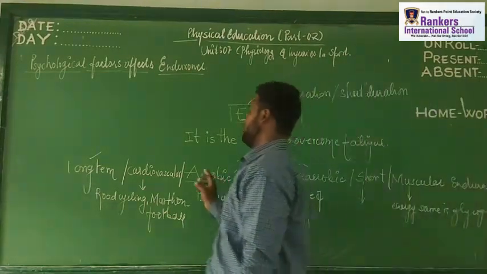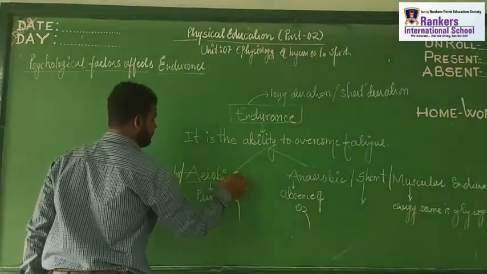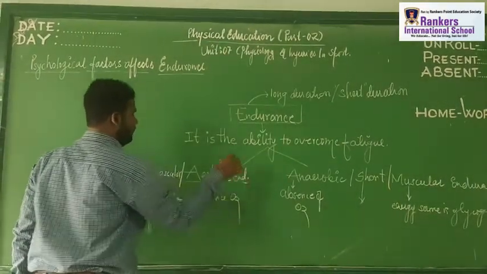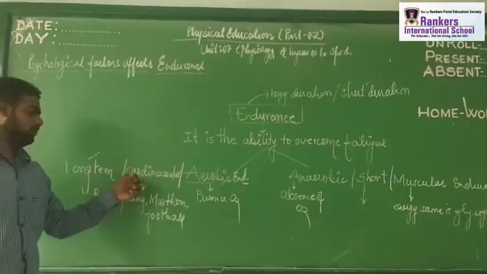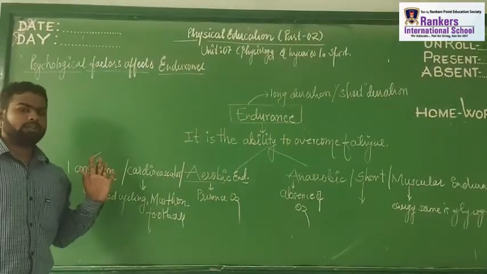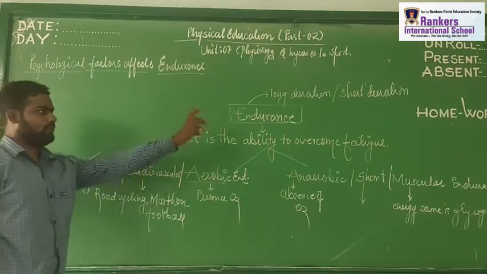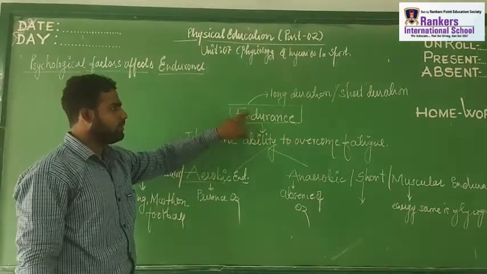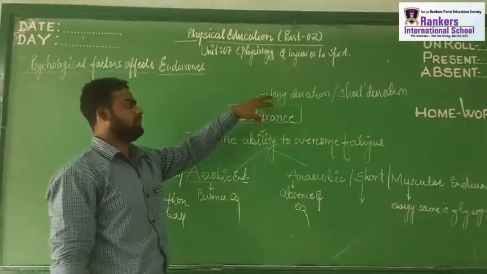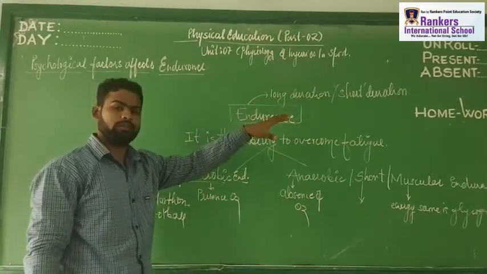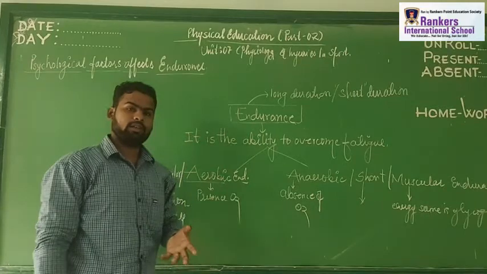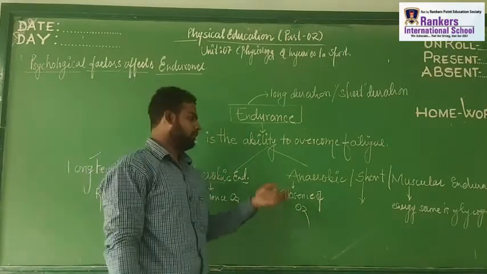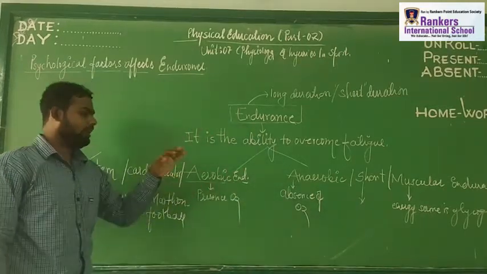In the same way, aerobic is cardiovascular long-term endurance. I hope this much part is clear to everyone. It is very important to know, otherwise you will not get the concepts, right? So basically we get started with endurance, which is of two types, long-term endurance or short-term endurance. It is the ability to delay fatigue. It is of two types, aerobic and anaerobic.